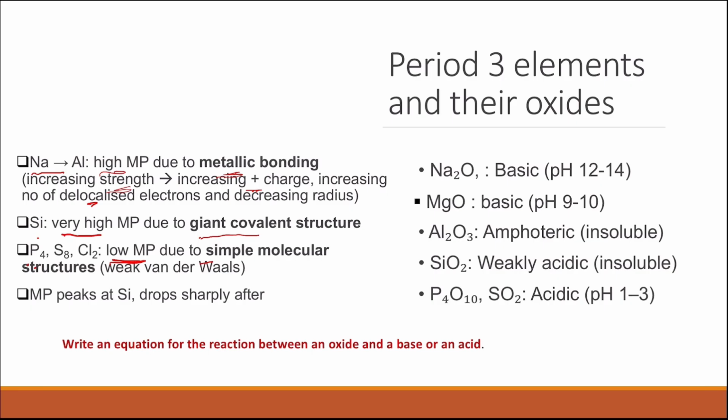Remember that the melting points will peak at silicon and then drop sharply after. They might ask you to explain the trend. And don't forget the acidity and basicity of the period 3 element oxides. The metal oxides are basic, aluminum oxide is amphoteric, and silicon oxide is weakly acidic, but it's insoluble because you know that silicon oxide is a giant covalent structure.